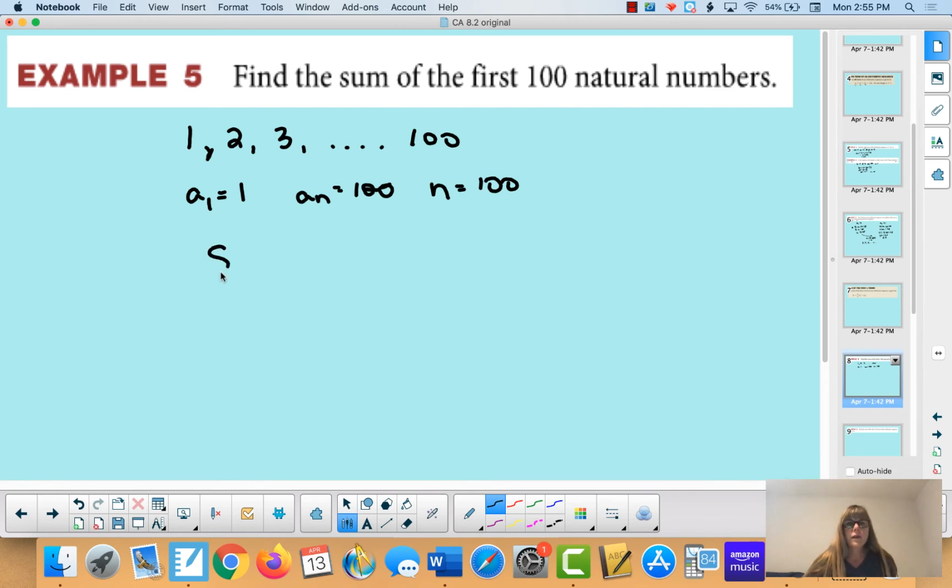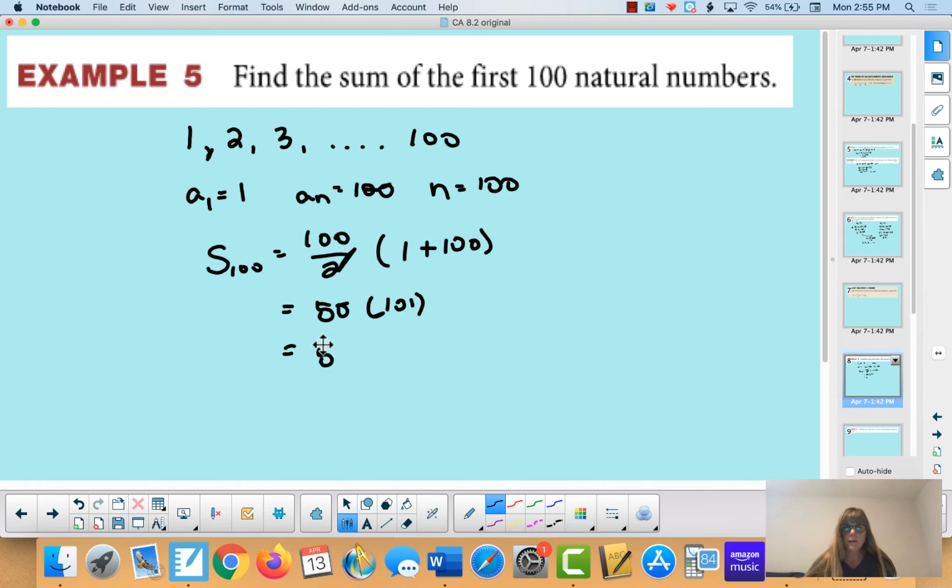So S sub 100 is equal to n divided by 2 times the first term plus the last term, and that gives us 50 times 101, which is 5,050.